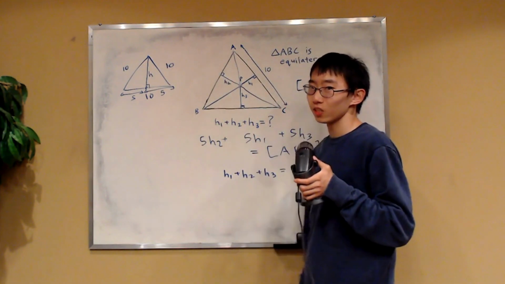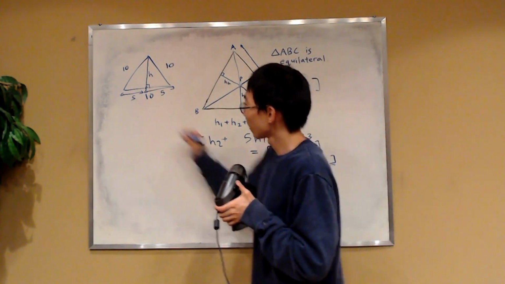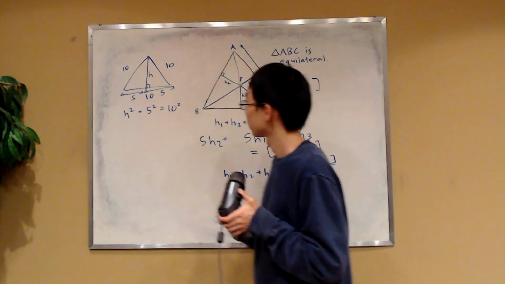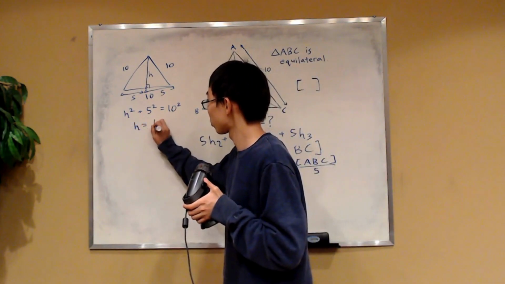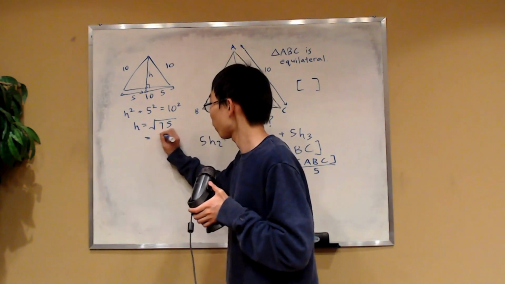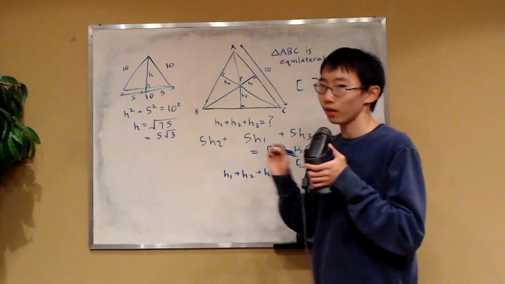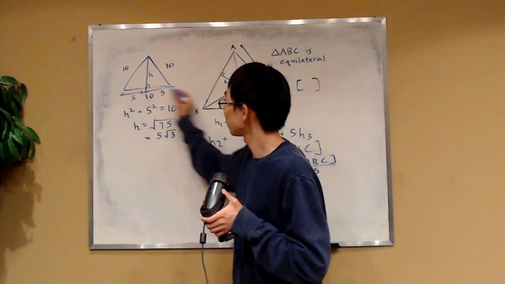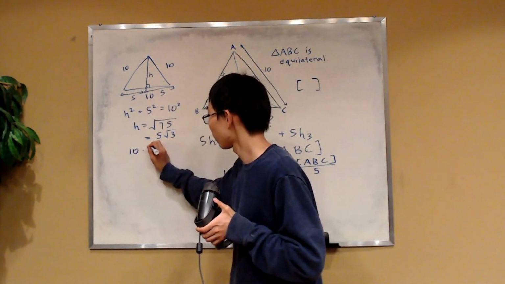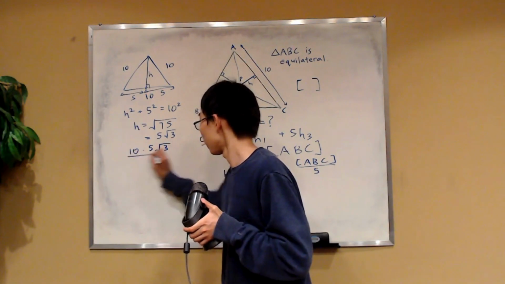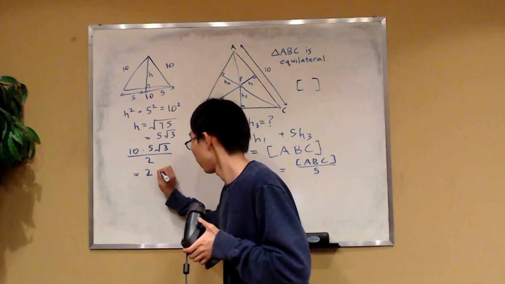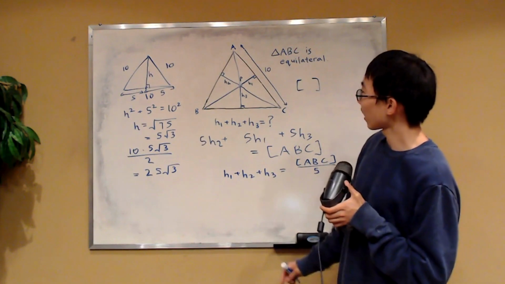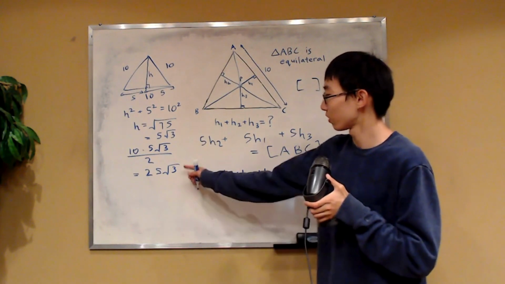Then we can find h using the Pythagorean theorem. So we have h squared plus 5 squared is equal to 10 squared. And we get that h is equal to the square root of 75, or 5 root 3. And to find the area, we just take the base times the height divided by 2. So that would be the base, 10, times the height, 5 root 3, divided by 2. This is equivalent to 25 root 3. So the area of our triangle ABC is 25 root 3.